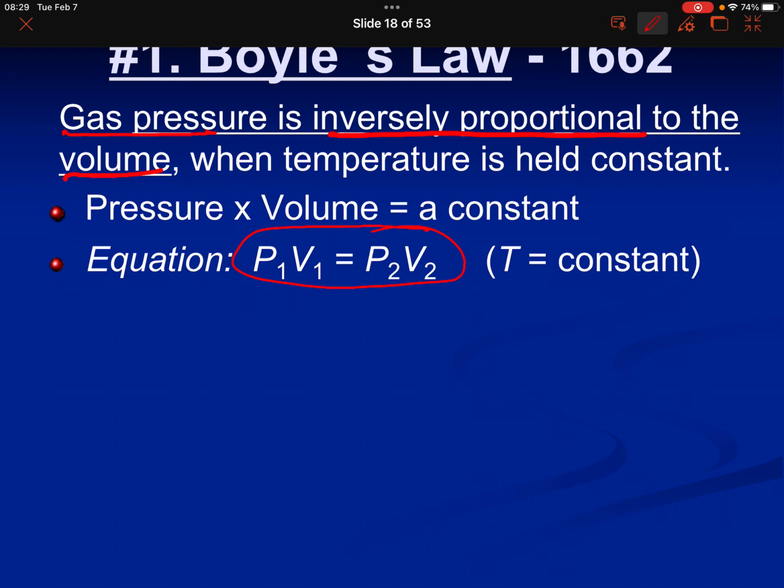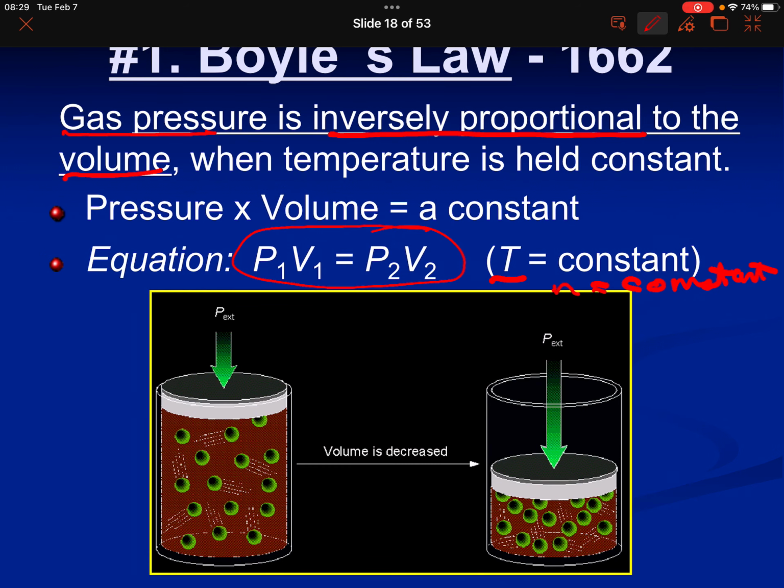So Boyle's law is gas pressure is inversely proportional to volume. So let's take a look at what that means. Pressure times volume is constant. And this is Boyle's law. This is the law you need to know. If you know three of those variables, you can find the fourth variable. Please note that T is constant and moles is constant.